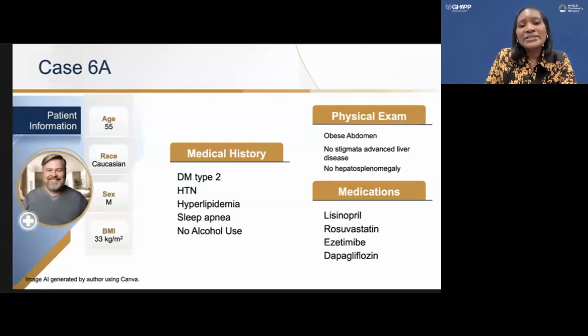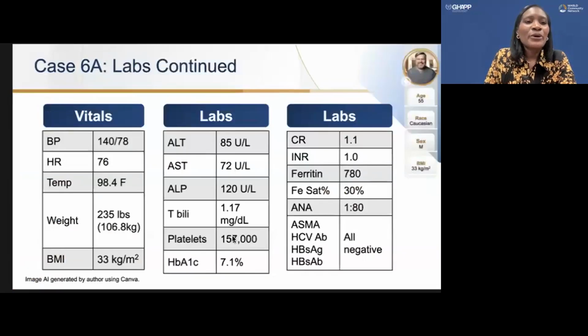His medications include lisinopril, rosuvastatin, ezetimibe, and dapagliflozin. These are typical medications for patients with metabolic syndrome. Upon review of his vital signs, his vitals are pretty much unremarkable except for mildly elevated blood pressure. His BMI is 33.